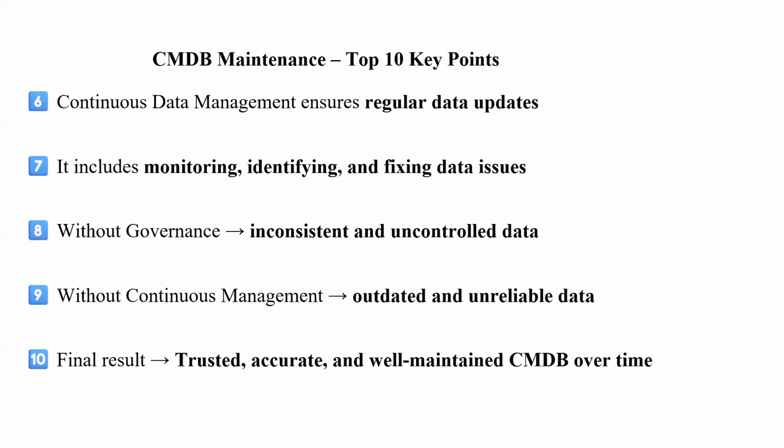Seventh one, monitoring, identifying, and fixing data issues. So it will always check the CMDB health, activities, duplicate CI detection, missing attributes, or incorrect relationships. For example, two CIs for the same server, then it will give a duplicate issue. Then what is the solution? Must merge or delete.